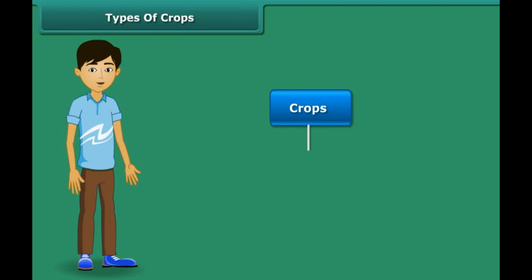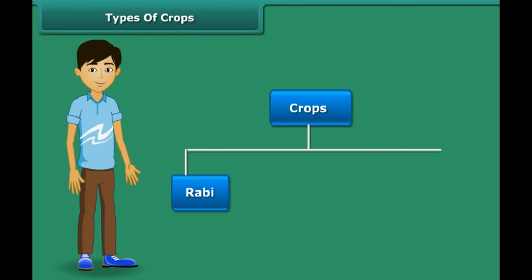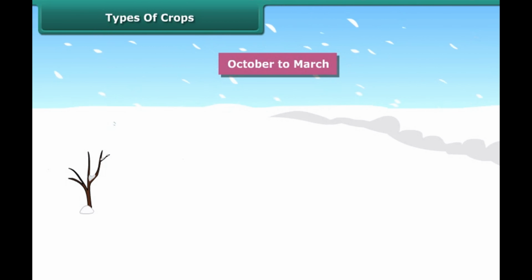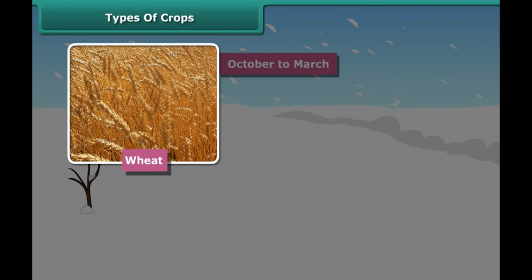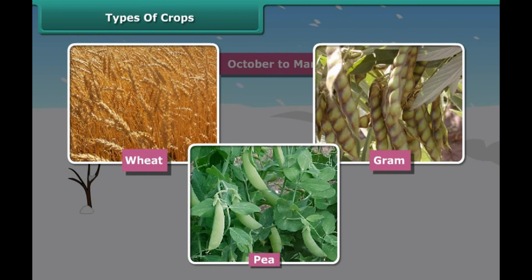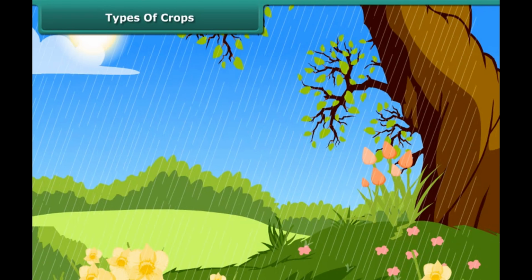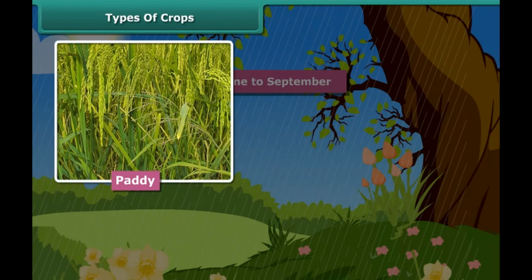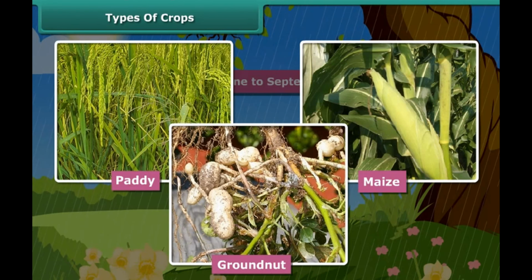In India, crops are broadly classified into two categories on the basis of the season they are grown in. That is, Rabi crops and Kharif crops. Rabi crops are usually grown in the winter season from October to March. Wheat, gram and peas are examples of Rabi crops. Kharif crops are usually sown in the rainy season, generally from June to September. Paddy, maize, groundnut, etc. are some common examples of Kharif crops.